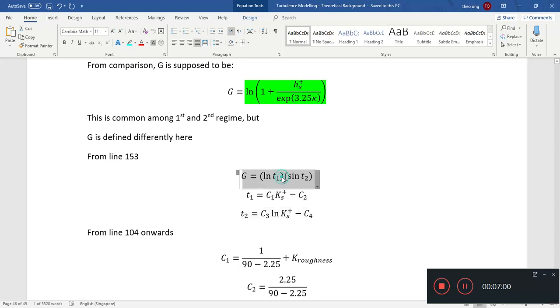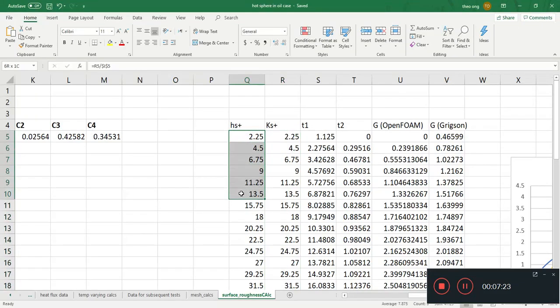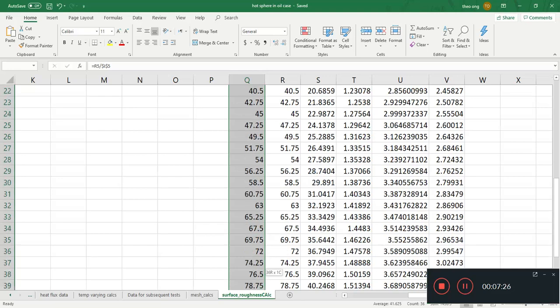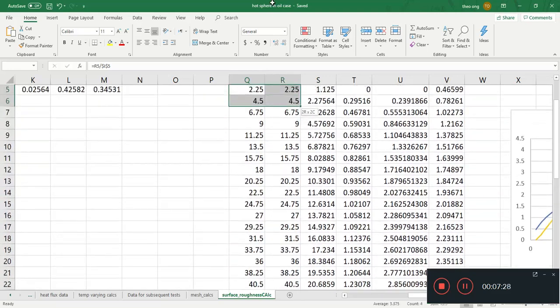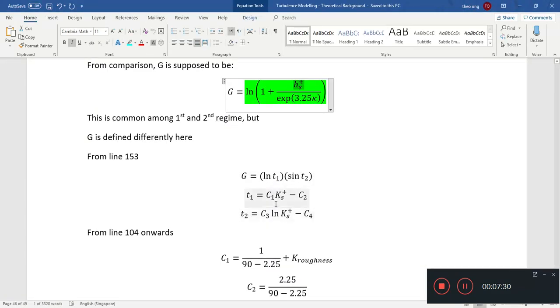Okay, so this is based on Ks, the one in OpenFOAM. However, the standard G that we find in the conference paper, the Grigson G, is based on Hs plus. So I needed another column to prepare for Hs plus as well, but I'll talk about that one a bit later. Let's see how we can do T1 and T2 first, and we get this G.